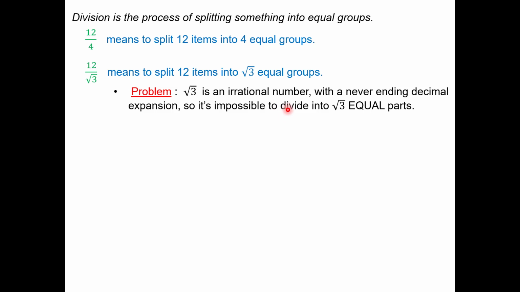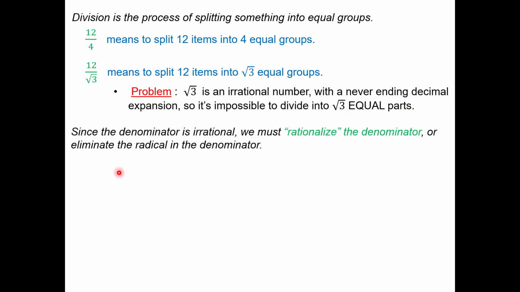If you were to type this in the calculator, the decimal would not end. It would end because your calculator screen would end, but it would keep going. It's an irrational number. So it's actually impossible to divide by square root 3 equal parts. So we have another process that we do. Instead, what we do is we rationalize the denominator.